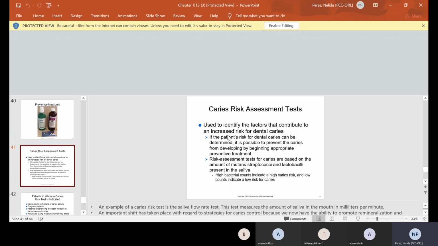Caries risk assessment tests are used to identify the factors that contribute to an increased risk for dental caries. If the patient's risk for dental caries can be determined, it is possible to prevent the caries from developing by beginning appropriate preventative treatment. Risk assessment tests for caries are based on the amount of MS and lactobacilli present in the saliva. High bacterial counts indicate a high caries risk, and low counts indicate a low risk for caries.